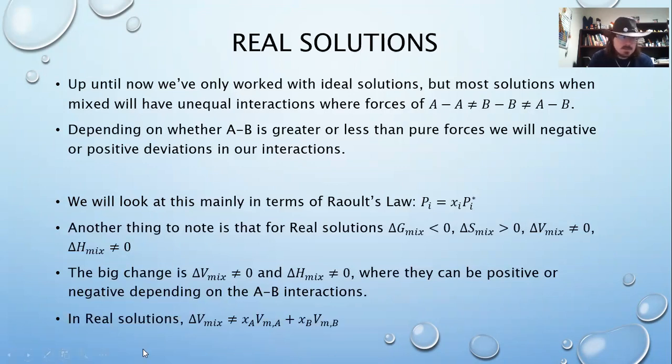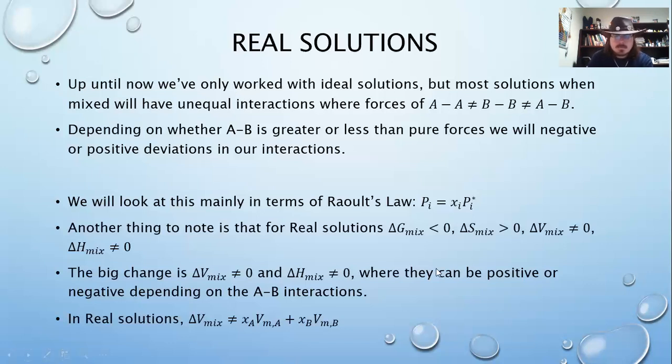Sometimes you're going to see a larger volume of mixing because the molecules repel each other and they're not going to pack nicely. And of course, depending on the interaction, you have to break up the solute and the solvent. You're going to break these intermolecular forces and make new intermolecular forces. If the starting ones are stronger than the ending ones, you're going to see endothermic mixing. If the ending ones are stronger than the starting forces, you're going to see exothermic mixing.